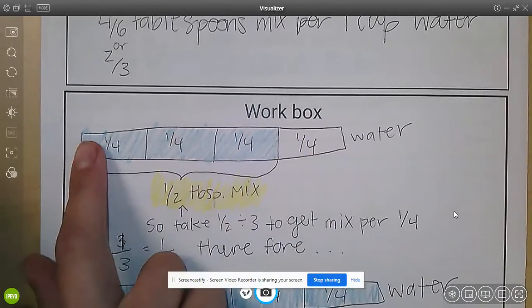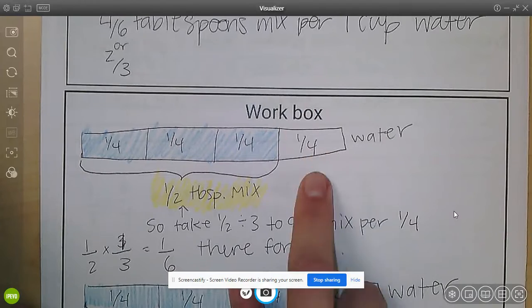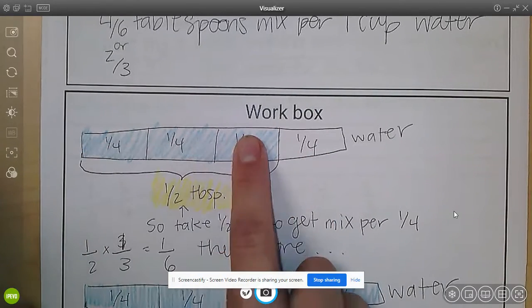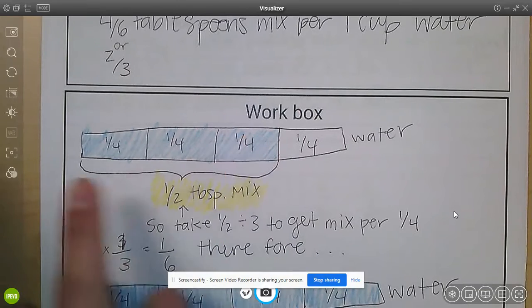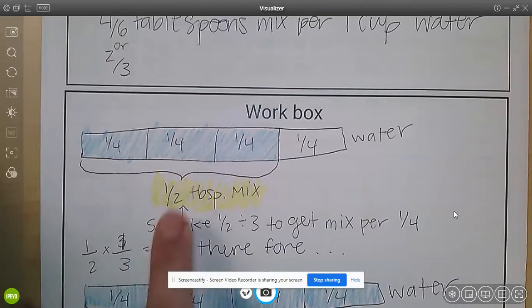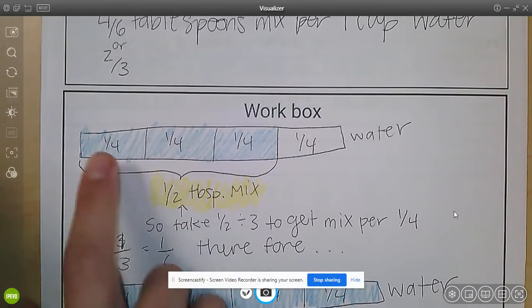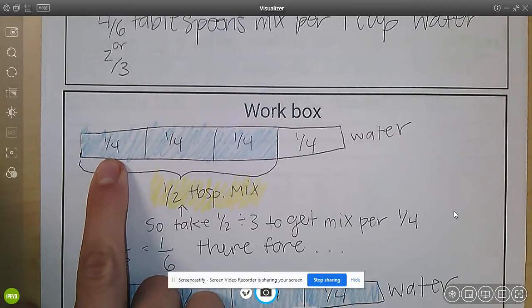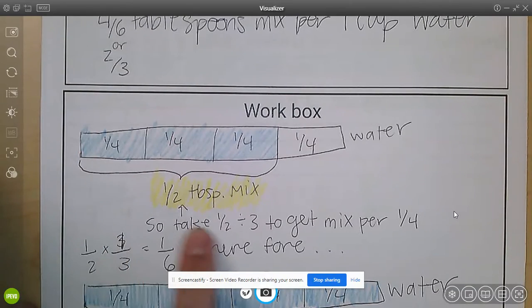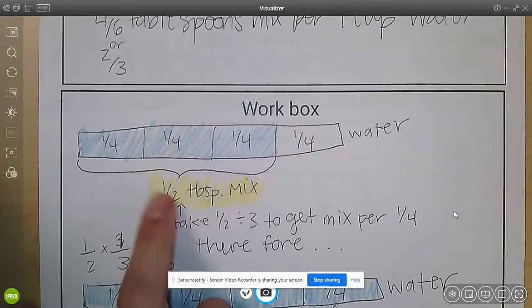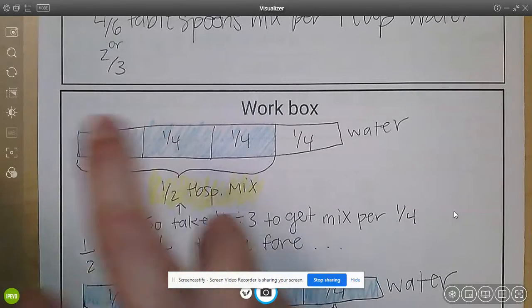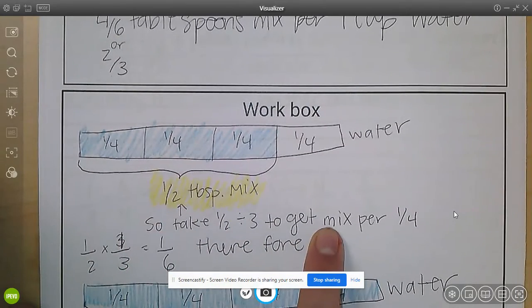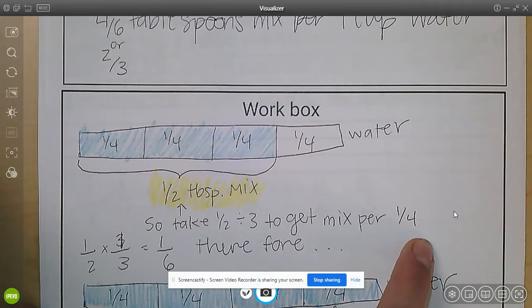Okay, in order to figure out 4/4, I would need to know the value of this final fourth. Well, right now, I only know the value for 3/4. So if I want to get the value for just 1/4, I would take my tablespoons of drink mix and divide it by 3 so that I know how much drink mix it is for every 1/4 cup of water. Thus I need to take the 1/2 tablespoon of mix and divide it by 3 to get the amount of mix per 1/4 cup.